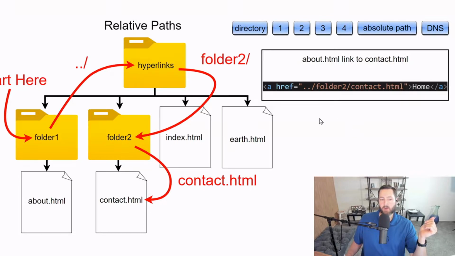And let's say we want to have a hyperlink that starts at the about.html file, and we want to link it to the contact.html file. Okay, again, since our hyperlink that we're creating is here, we're going to start from folder 1, and we need to get outside this folder. So again, we're going to put the .. That's going to take us to the hyperlinks folder. And since the file is not directly inside of there, we need to go inside folder 2. So we go inside of folder 2, and then we're just going to look for contact.html.